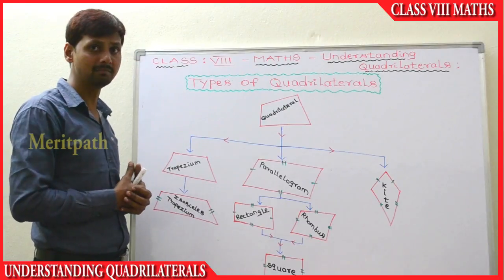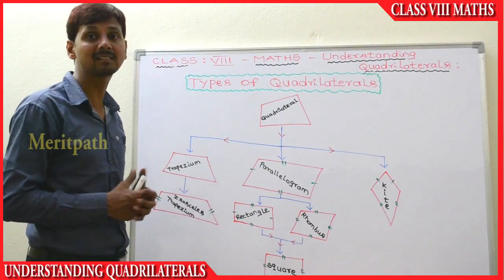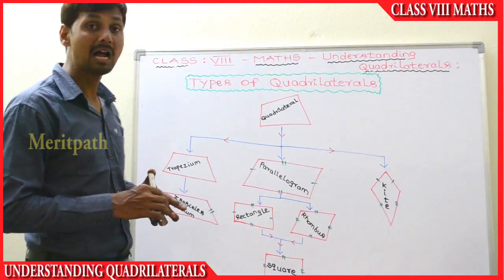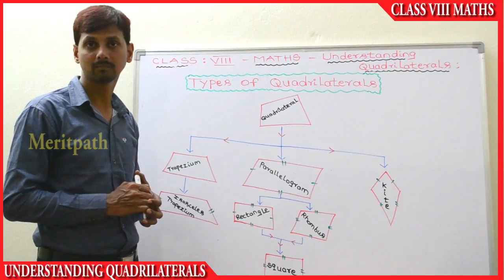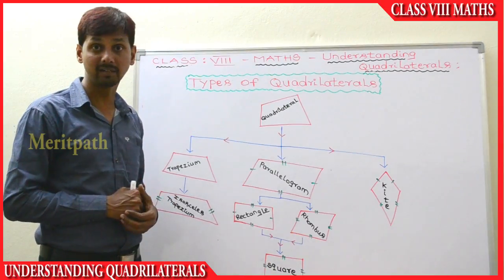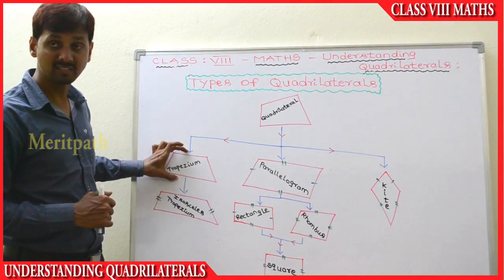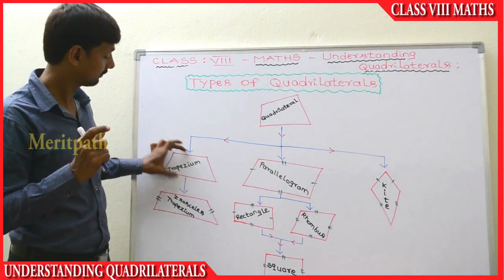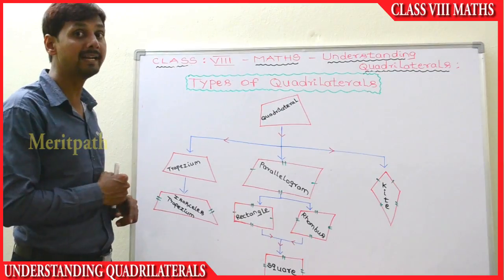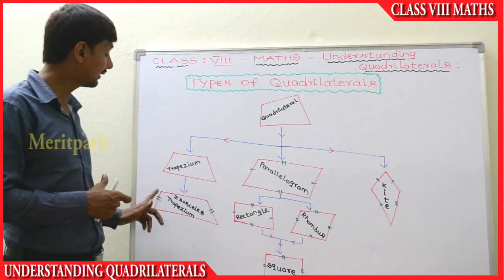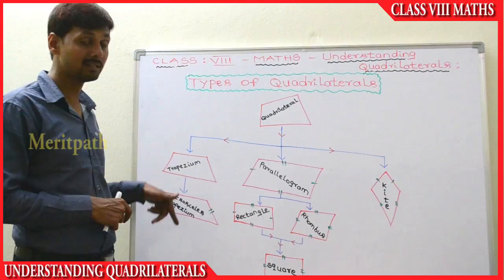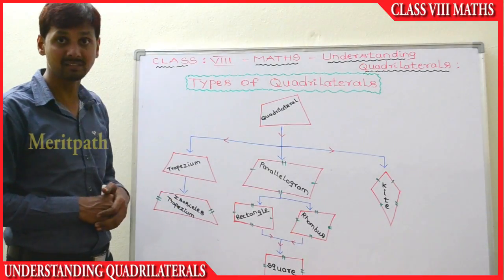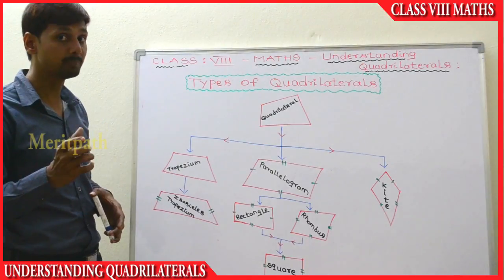In a trapezium, if the non-parallel sides are equal, then we call it an isosceles trapezium. One pair of opposite sides are parallel to each other. See, these are the non-parallel sides. If the non-parallel sides are equal, we call it an isosceles trapezium. A trapezium becomes an isosceles trapezium when the non-parallel sides become equal.